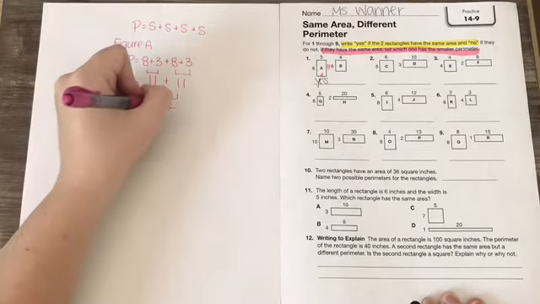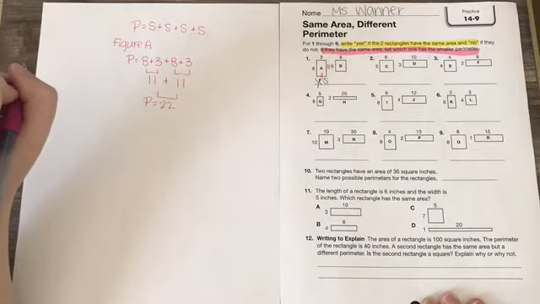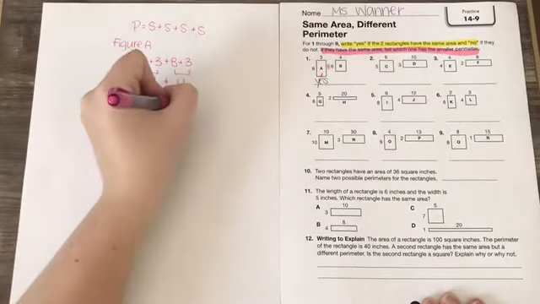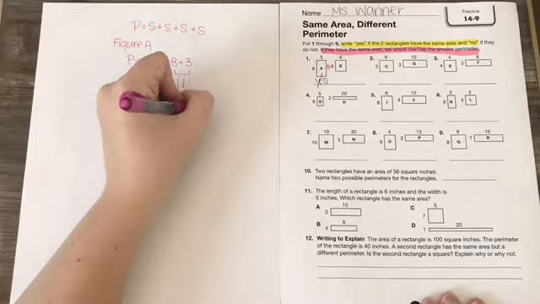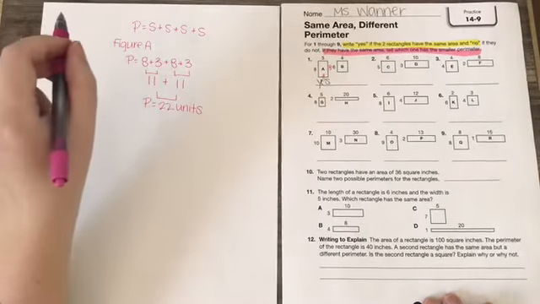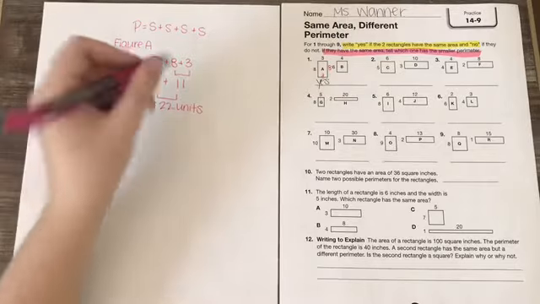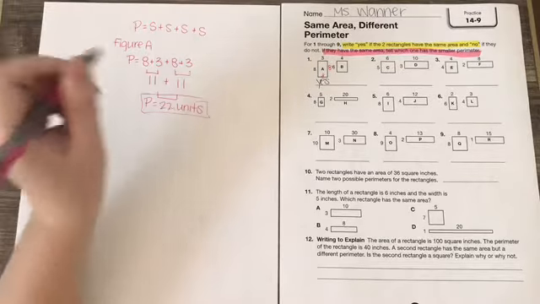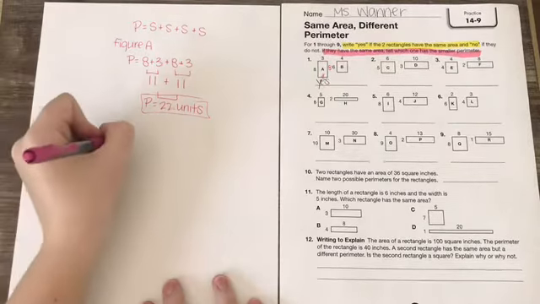But 22 what? I can't just leave my answer like that. Good. I'm going to write 22 units because we don't have an indicator of it being inches, centimeters, or etc. All right, so that is my answer for perimeter. And now we need to find the perimeter of figure B.